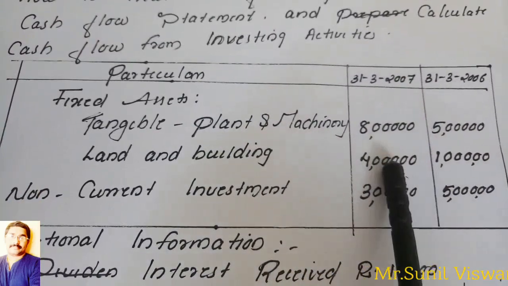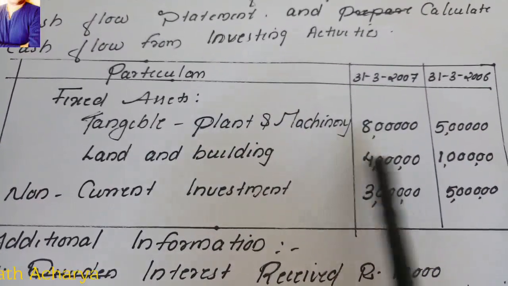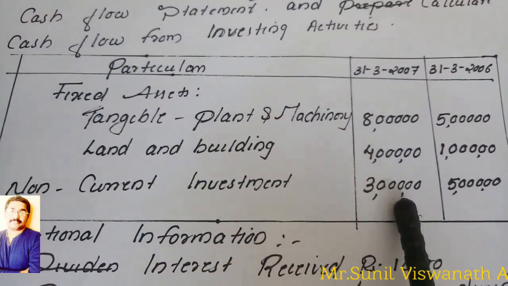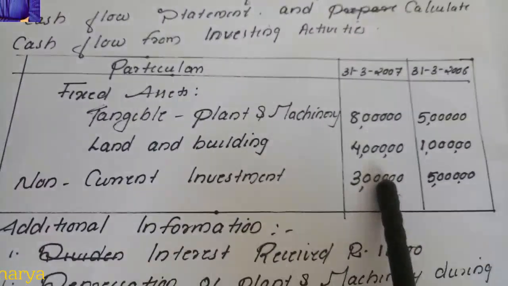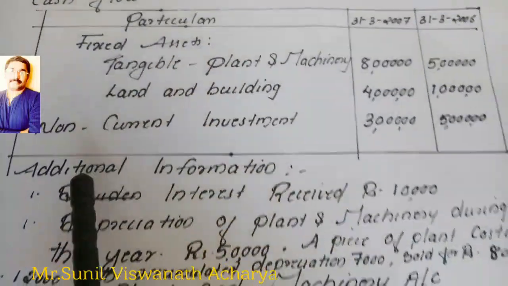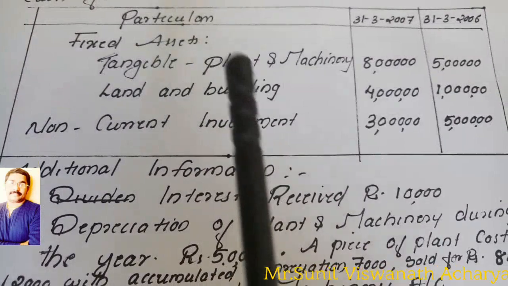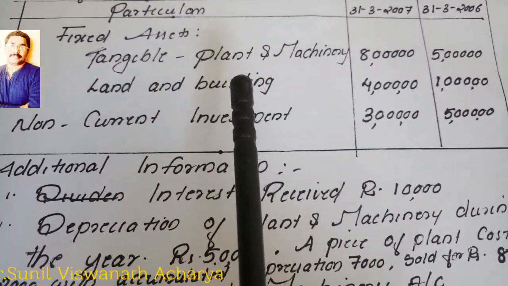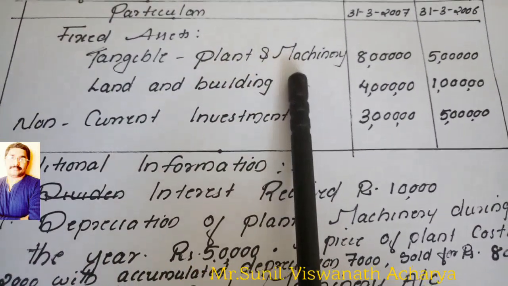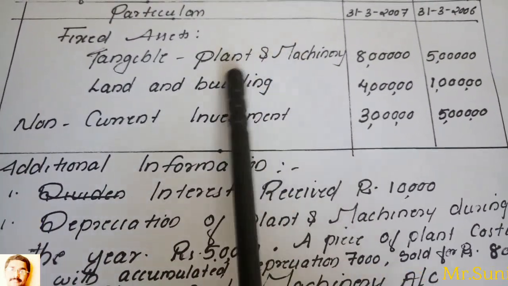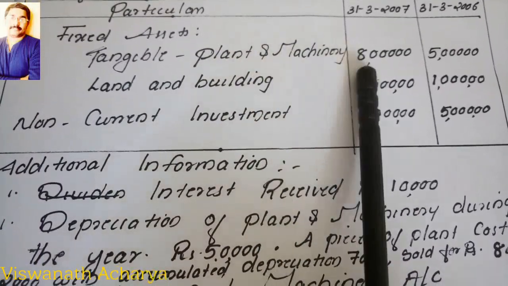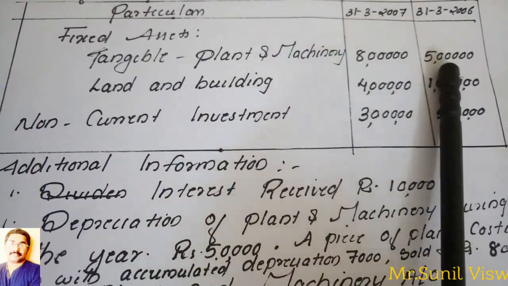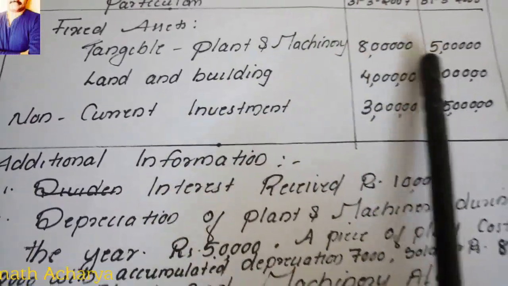Land and building 1 lakh became 4 lakhs, that means we purchased 3 lakhs. Non-current investment 5 lakhs became 3 lakhs, that means we sold 2 lakhs. Now see, if any additional information is given related to any asset account, as in the previous example, we have to prepare the concerned asset account. Here for the asset account, we are not maintaining an accumulated depreciation account. That means the amount given is the written down value, meaning the depreciation is already subtracted.